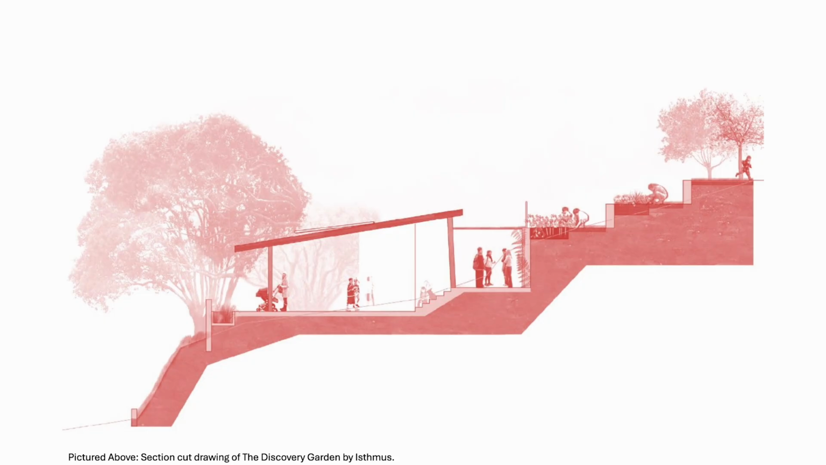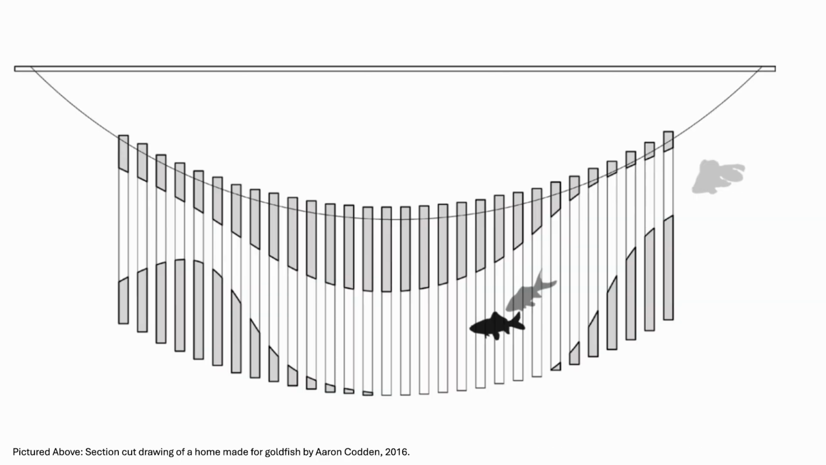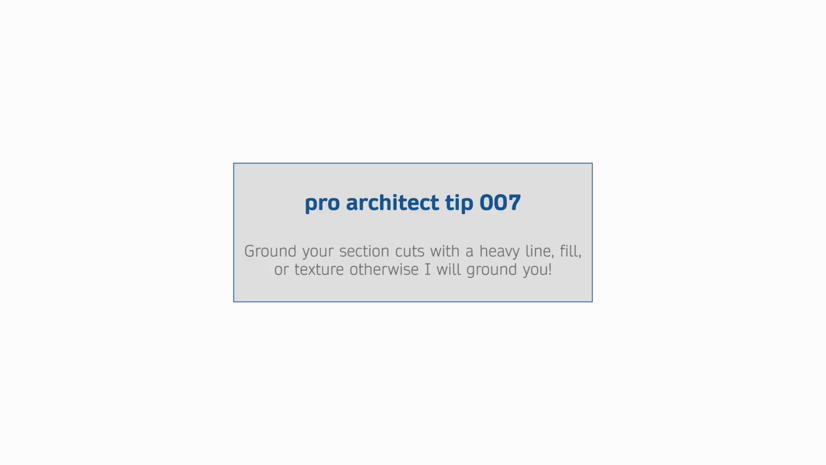And here's some examples of section cuts. They can cascade down a hill and showcase how people traverse through space. Or this building I worked on here, they can be more static and informational and show you the circulation and how people enter and exit the building. Or they could be more playful. This is a project I did about a decade ago, and it actually is a laser cut house for a fish. And I will show you more examples of this later.